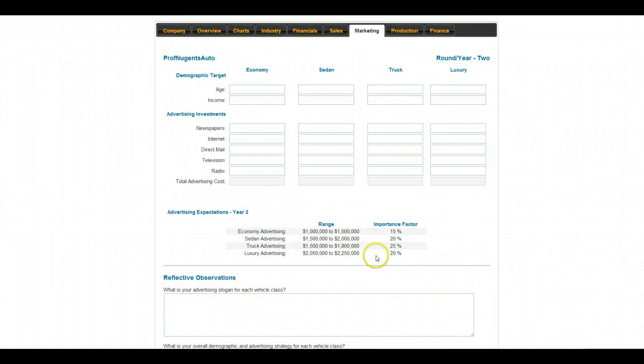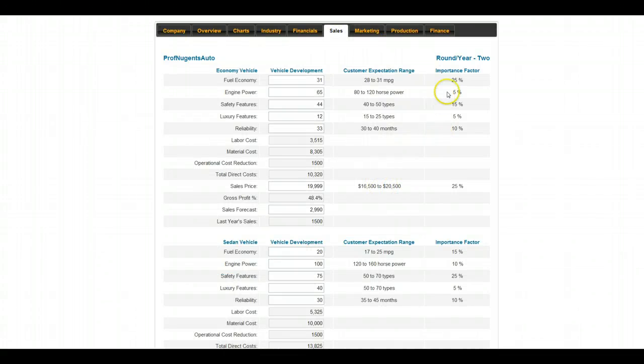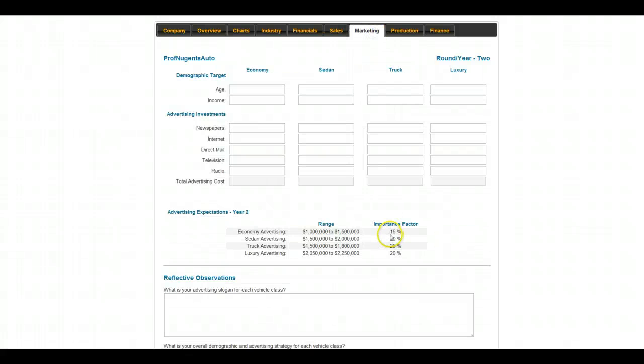Now, keep in mind that on the sales page, and a student pointed this out to me the other day, if you add up these importance factors for, say, the economy class, they don't reach 100%. When a student emailed me about this, it was a really great point. So I looked around, and I figured out that if you add the marketing importance factor to the sales importance factors, that's how you get to 100%.